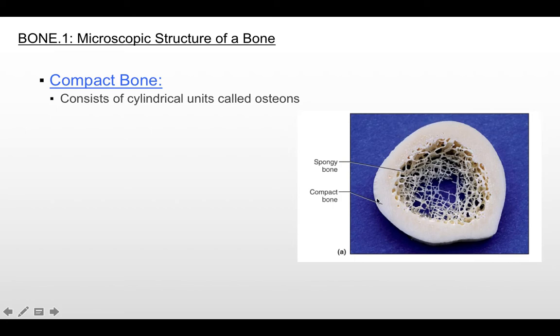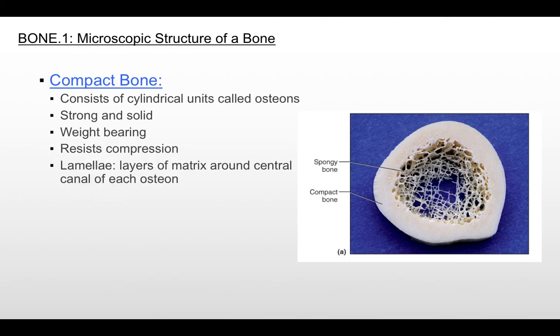Compact bone, if we were to look really close in the microscope, we would see those cylindrical tree rings that we call osteons. So that is one unit of compact bone. It is the bone that is strong and solid. It bears all of our weight. It's the reason we can jump up and down and not have just fragile shatters all throughout our body. So it gives us that strength. There are layers of matrix around the central canal of each osteon, and those are called lamella. We will do some work in the lab to look at a better image of an osteon.